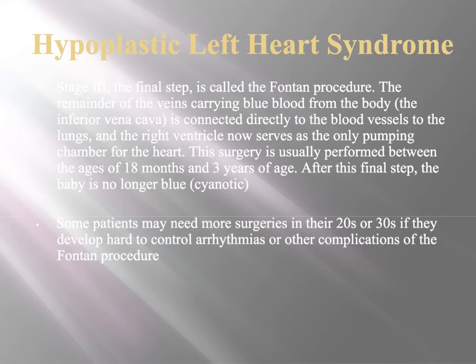So the third stage of the surgery is the Fontan procedure. This is when the remainder of the veins carrying deoxygenated blood from the body, the inferior vena cava, is connected directly to the blood vessels of the lungs, and the right ventricle now serves as the only pumping chamber for the heart. This surgery is usually performed between 18 months and 3 years of age, and this is the final step. And after this is done, the child is considered no longer cyanotic. They're going to always have mixed blood flow, but at least their underlying symptoms are no longer going to be cyanosis.